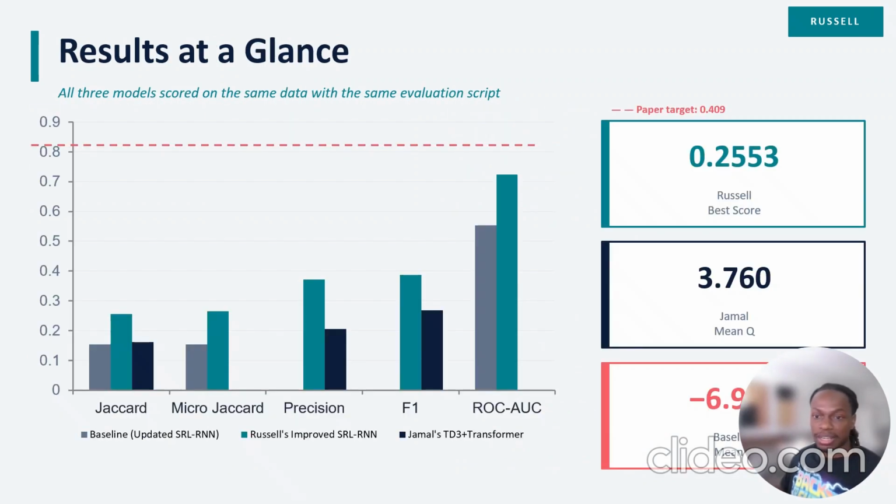Results at a glance. At a high level, my improved SRL-RNN performed best on the main overlap metrics with a Jaccard of 0.2553. Jamal's model had the strongest mean Q, which showed better long-run stability. The updated baseline was the weakest and had a very negative Q value, which suggested unstable learning. So overall, the baseline was runnable but weak. My model gave the best recommendation quality, and Jamal's model was the most stable over long training.